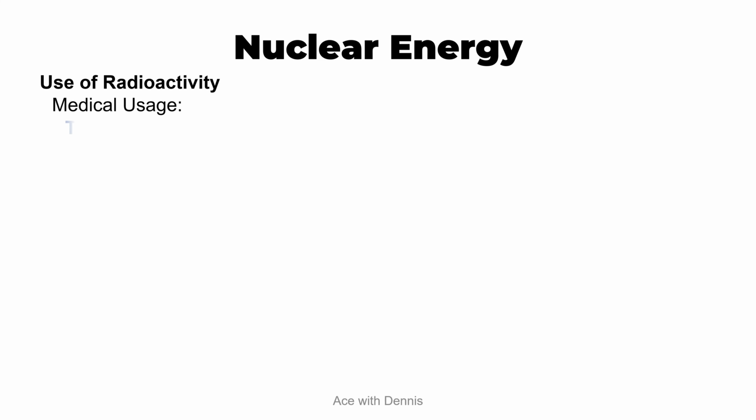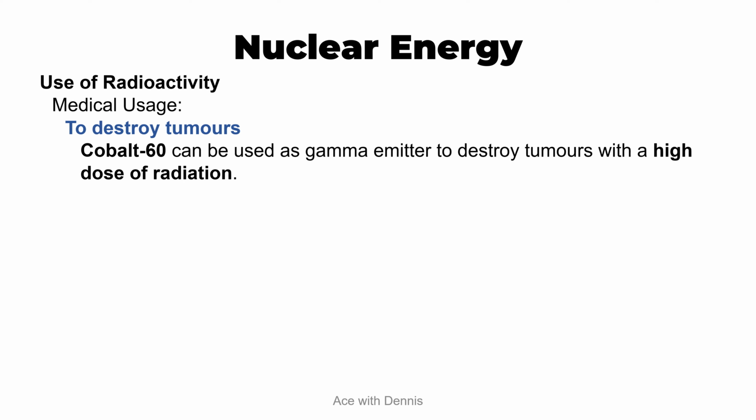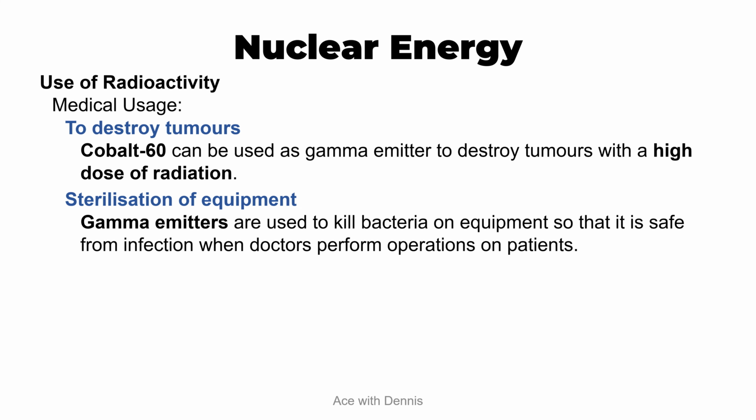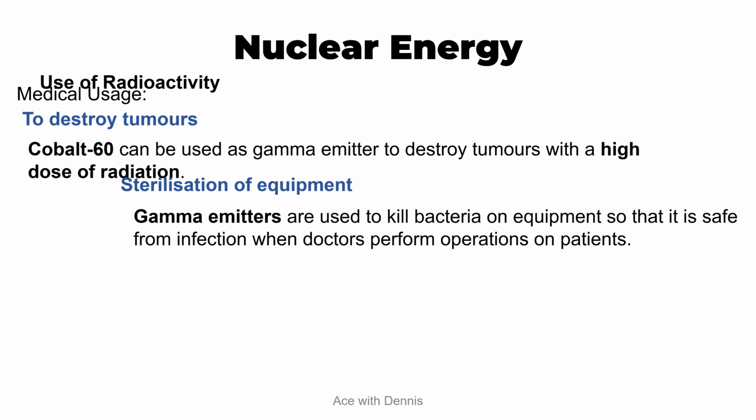Another medical usage is to destroy tumors. Cobalt-60 can be used as gamma emitter to destroy tumors with a high dose of radiation. One more usage is sterilization of equipment. Gamma emitters are used to kill bacteria on equipment so that it is safe from infection when doctors perform operations on patients.